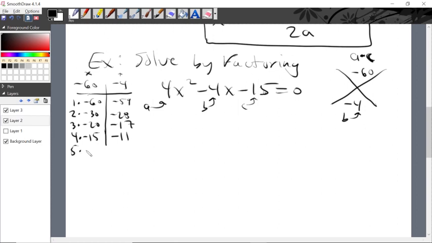Let's see, how about 5 times negative 12? That would be negative 60. You add those together, you get negative 7. Well, that's not it. What about 6 times negative 10? Add those together, you get negative 4. Bingo, there we go. We got it, right?